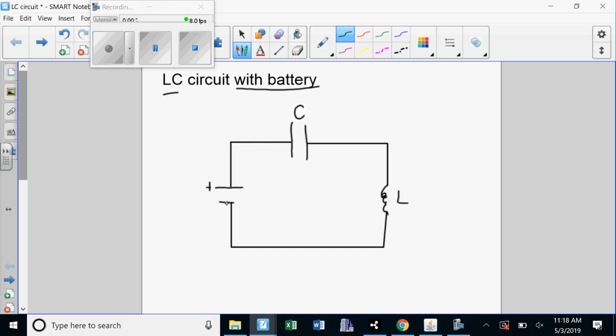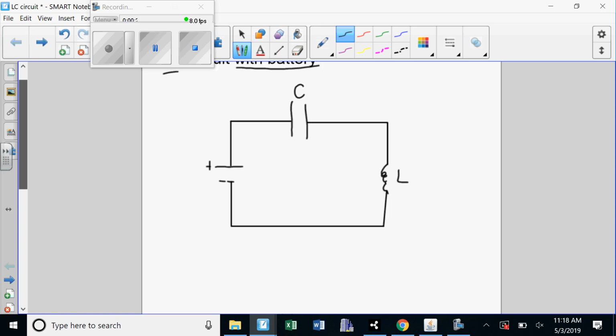Okay, I want to go ahead and do another Kirchhoff loop rule. So the first thing I need to do is put my plus and minus on each of the circuit elements. I know that this plate of the capacitor is going to receive positive charges, so it's going to be at a higher electric potential than the other side. So as I go clockwise, that's going to be a drop.